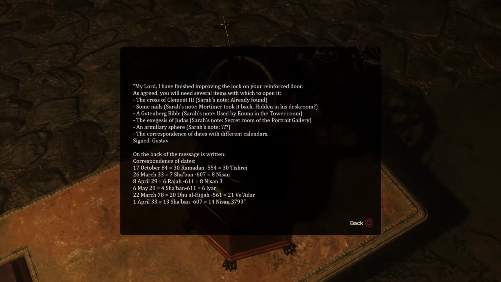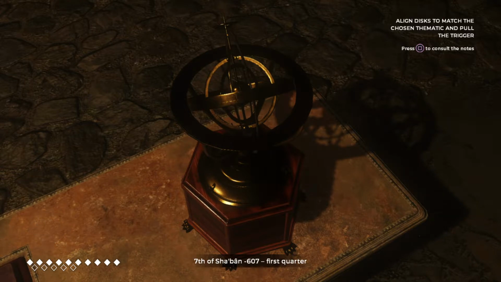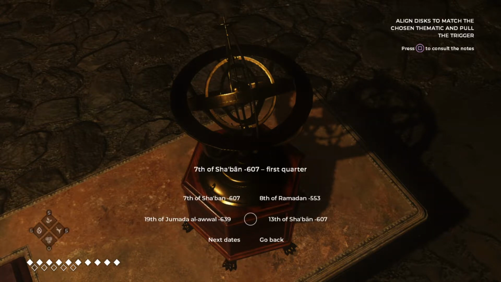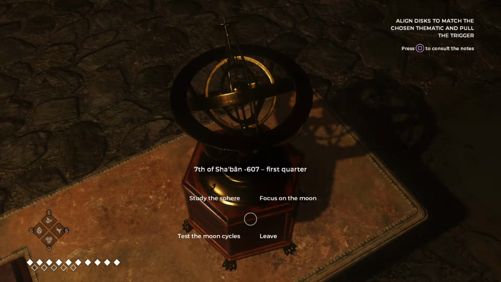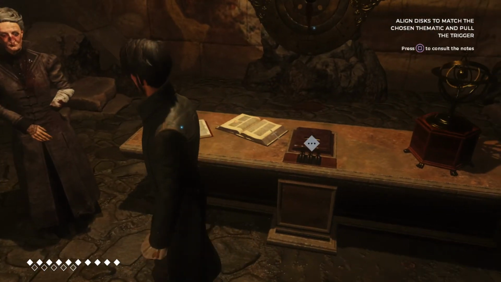Two for 607, but I think the 7th of Shaban, 607, first quarter. Okay, so there's two for that first quarter. I haven't had a last quarter. Shaban. Let me just try and find something. I'm going to see if I can find any clues in the text that reference the word Shaban.